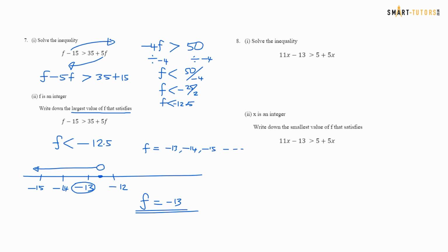Question number 8. Solve the inequality. So 11x minus 5x greater than 5 plus 13.